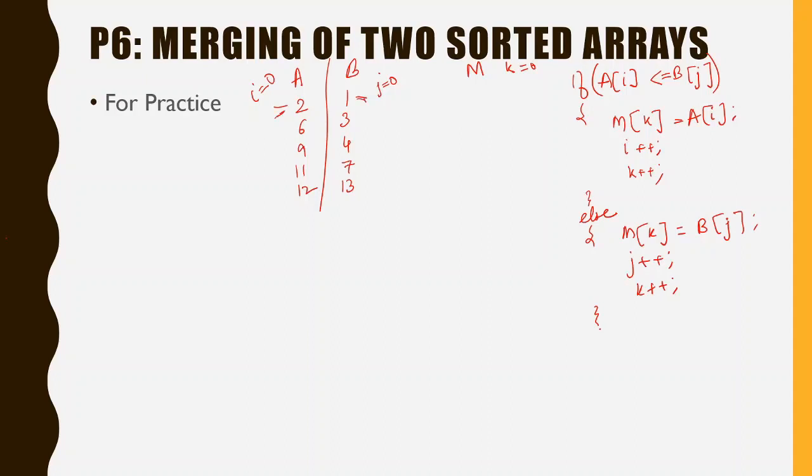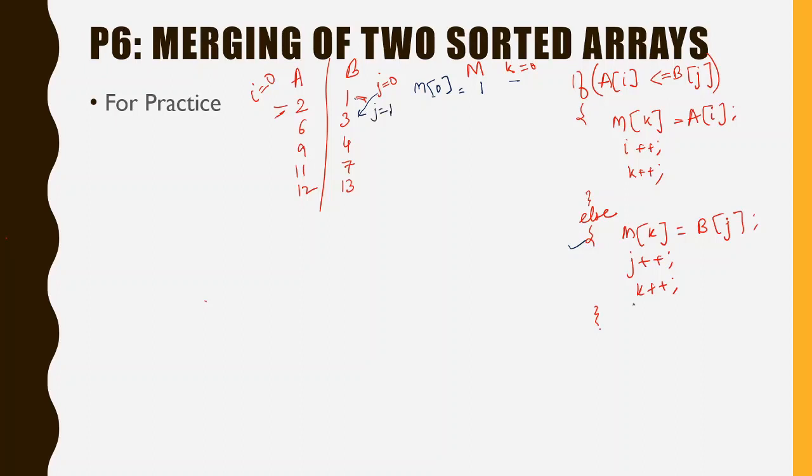Now this condition is false here, so what will happen? It will come here. M0 will be BJ, and BJ is B0, so M0 will be 1. Now J will be incremented. Why is J incremented? Because you have accessed this element. Now you have to bring J to here, so J will become 1.